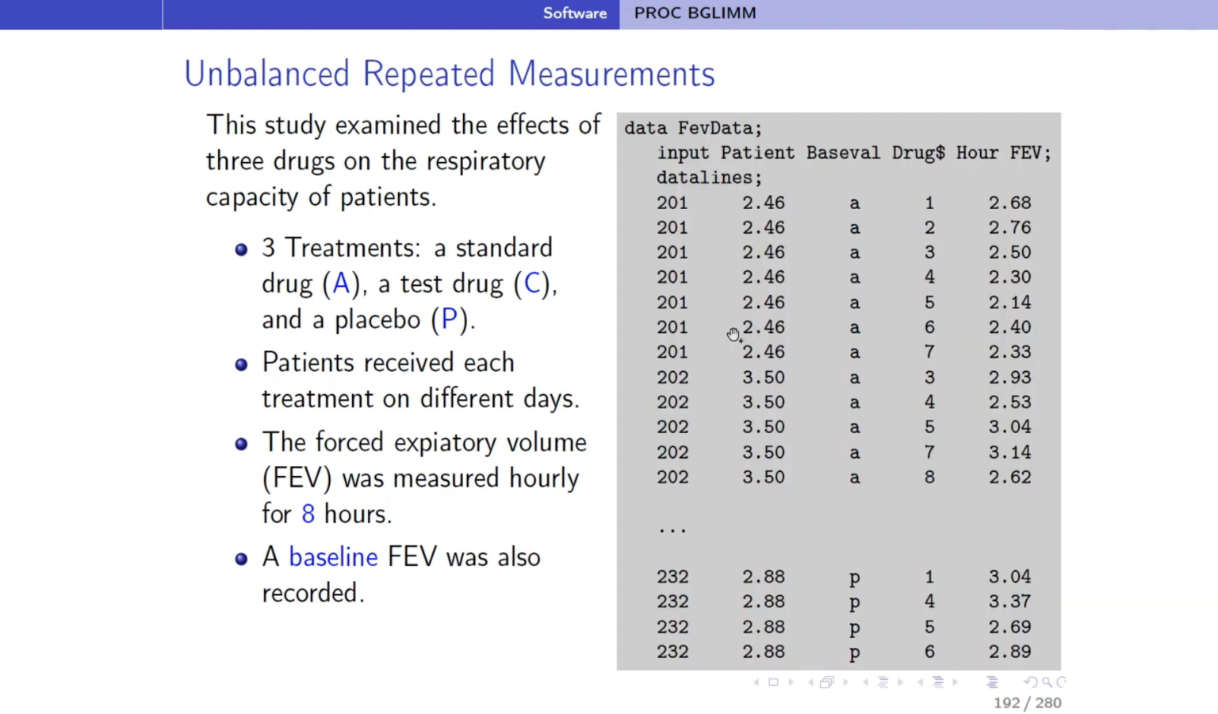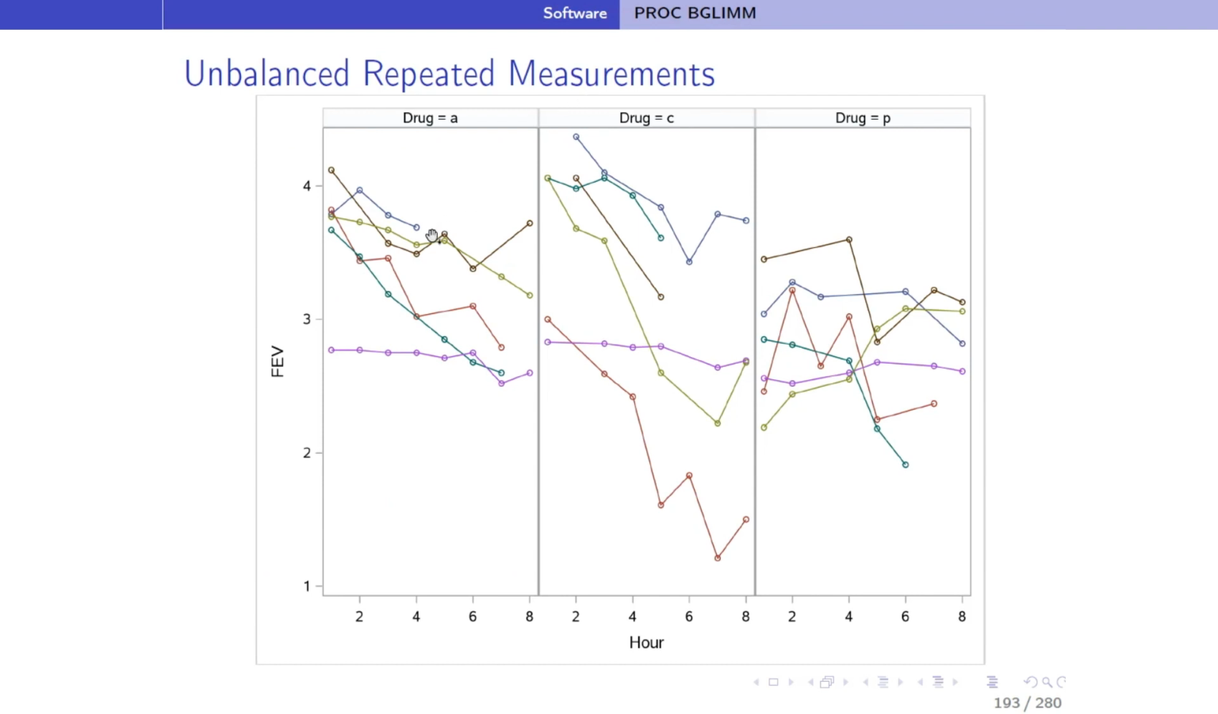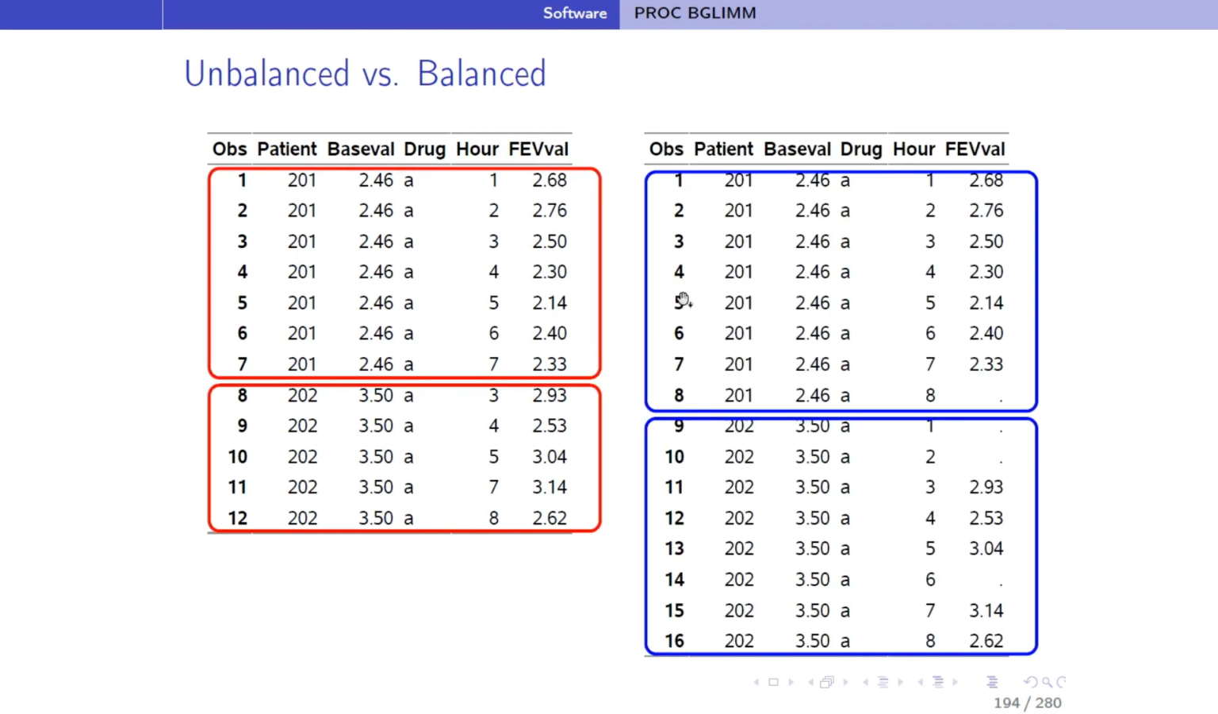We can go through this example, but its idea is the same here, where we have patient, baseline, drug and hour, with data clearly not balanced. Here are three drugs for different patients, and then some patients have the early ones missing, and some have later ones that are missing. Here is just the patient profile. We can have the unbalanced data. We can certainly expand it to balanced data, but we don't need to in PROC BGLIMM.